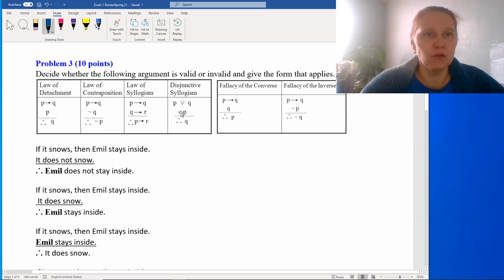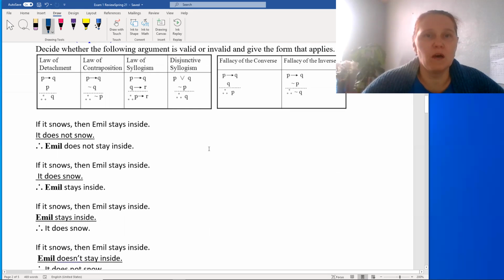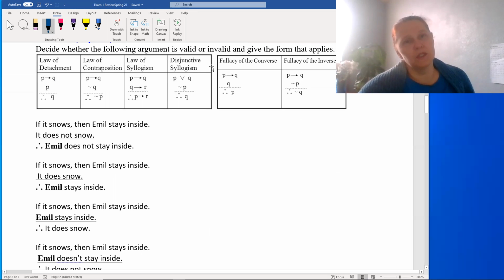In the next example, I have here 4 different examples on the view, but you will have only one. You will have multiple choice here. You will have to answer giving the form of this argument and stating whether it's valid or invalid.